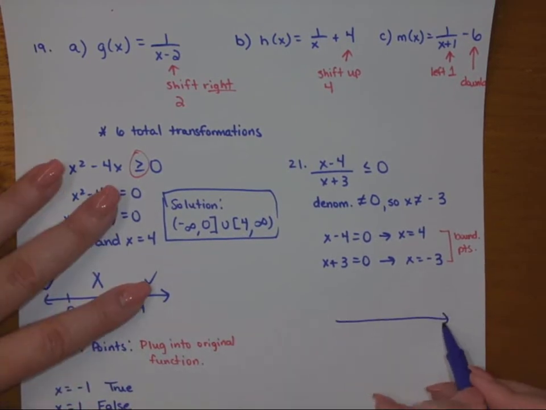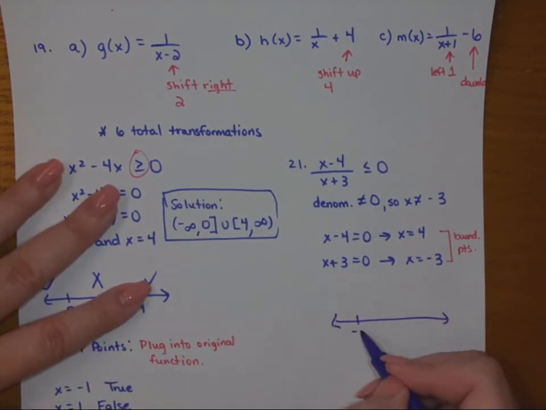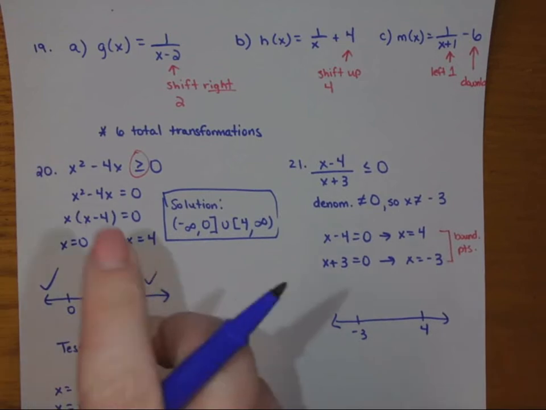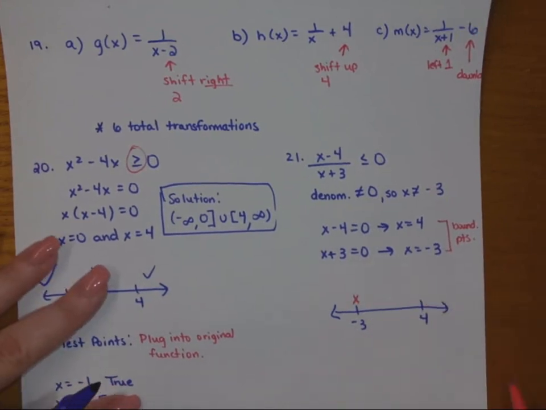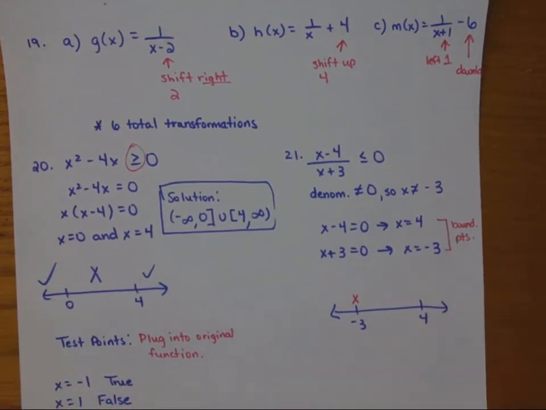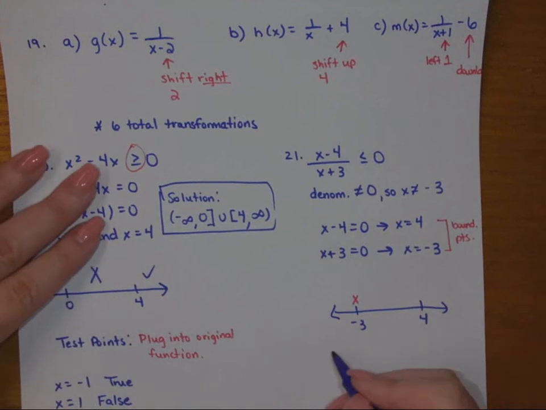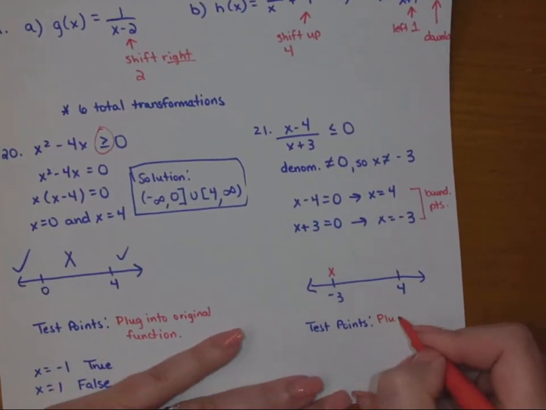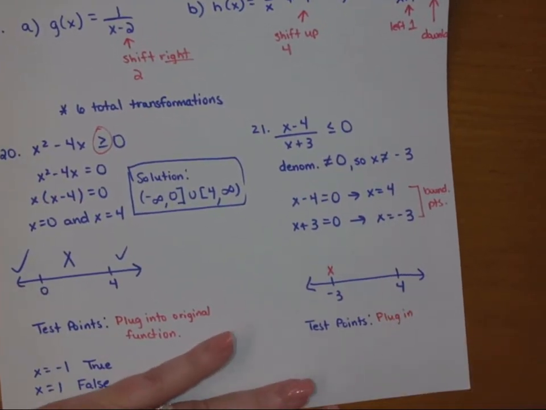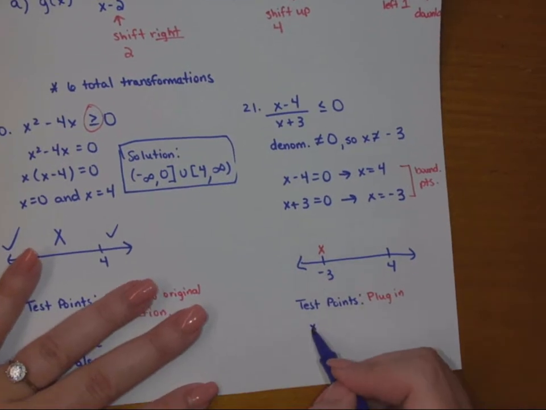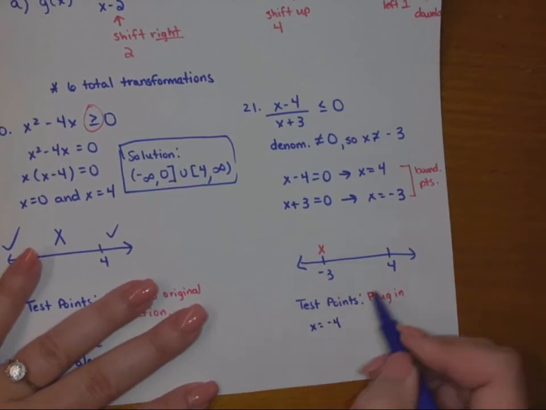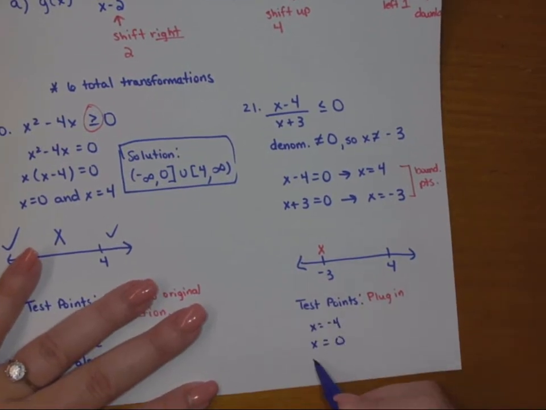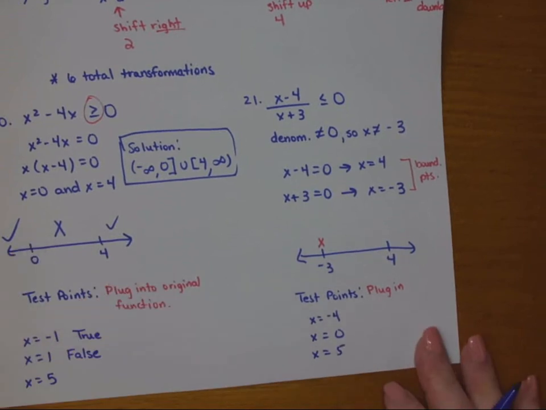So let's draw our number line and then we'll do our test point thing. So here's -3 and here's 4. Okay, I do need to go ahead and kick out -3 though, so I'll go ahead and put an X mark above there. So again, you're going to pick test points. Okay, and you're going to plug them in. So I'm going to pick something to the left, which would maybe be -4. Something in between the two could be 0. Something to the right could be 5.